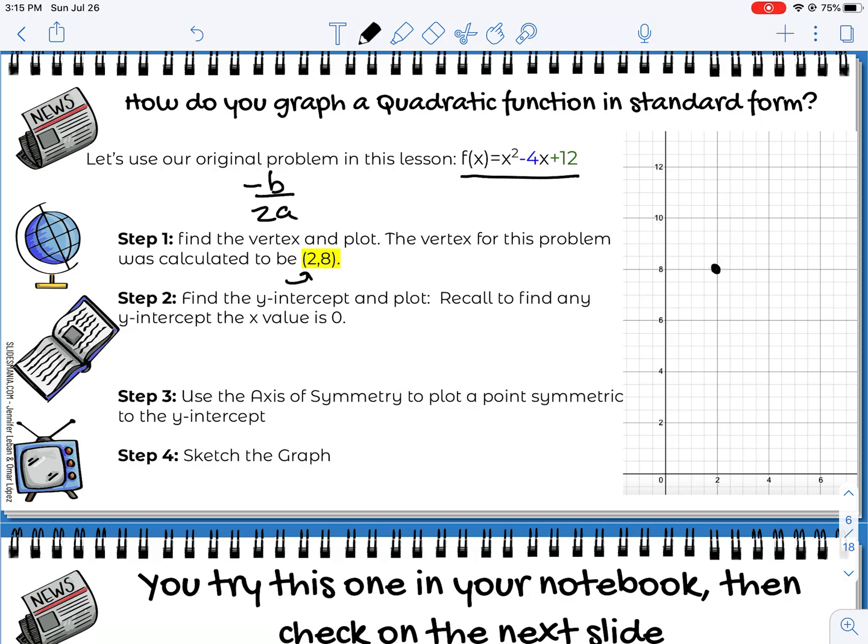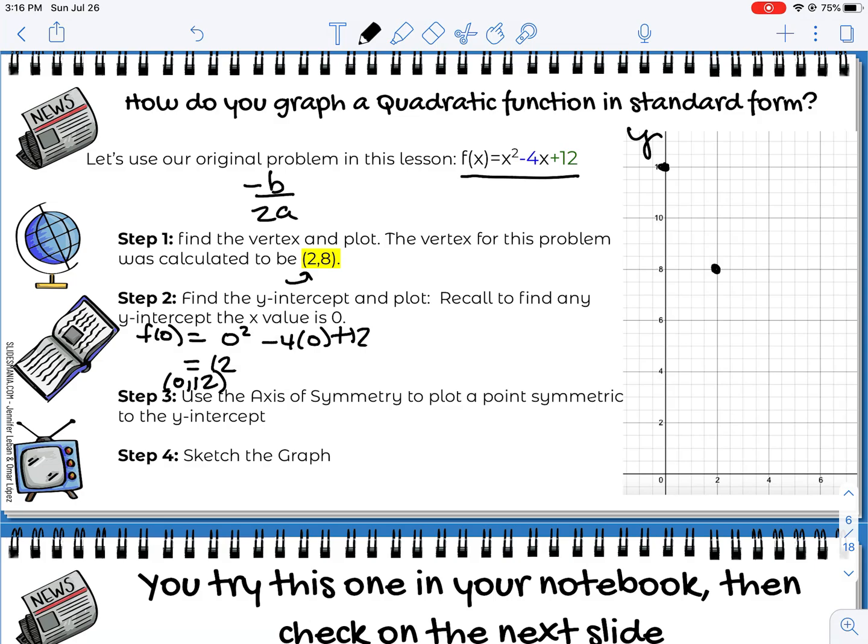Okay, the next thing we're going to do is find the y-intercept. The y-intercept is fairly easy to figure out. All you're doing is substituting in 0 for x, because anywhere on the y-axis here, the x value is 0. So technically we're doing f of 0. That will give us our y-intercept, which is nice because a bunch of stuff cancels out and you're left with 12. So we know our y-intercept is at (0, 12).